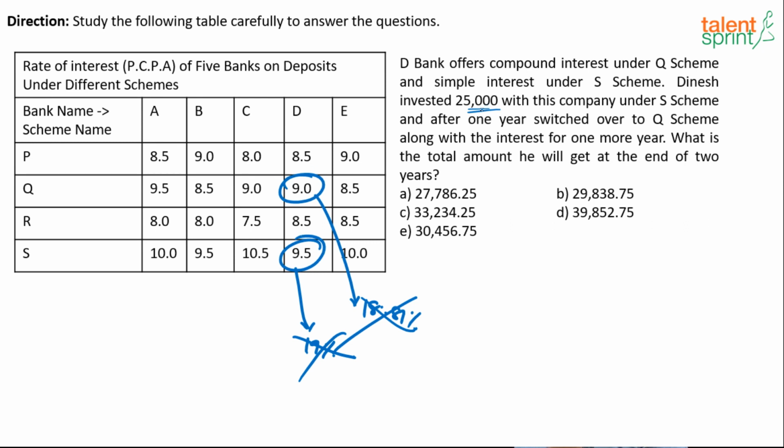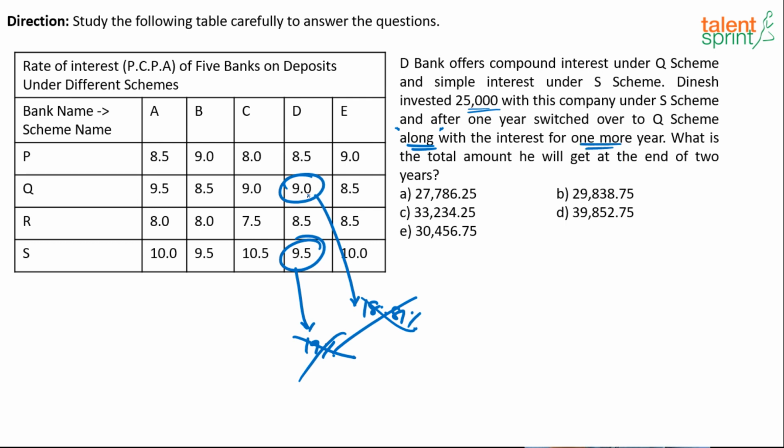Dinesh invested 25,000 with this company under S scheme, and after 1 year, he switched to Q scheme. Now when he switched to Q scheme, did he invest only principal or principal and interest? He invested principal as well as the interest, because he says after 1 year switched over to Q scheme along with the interest for 1 more year. You getting it? So basically he invested his principal as well as the interest amount in Q scheme for 1 more year.